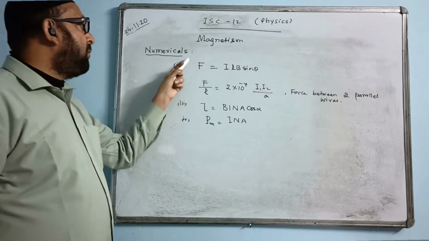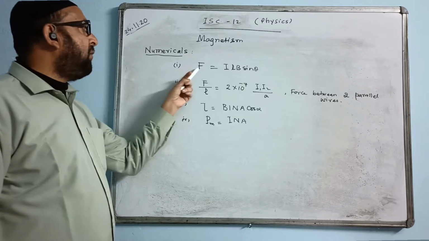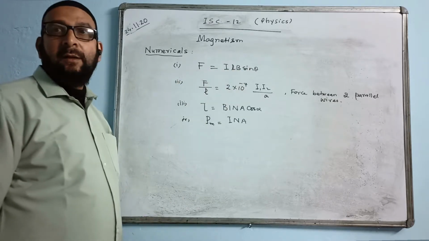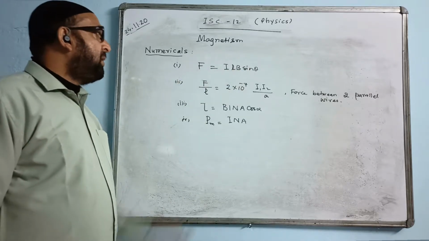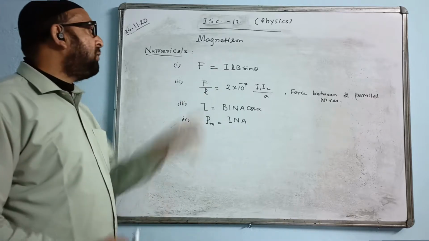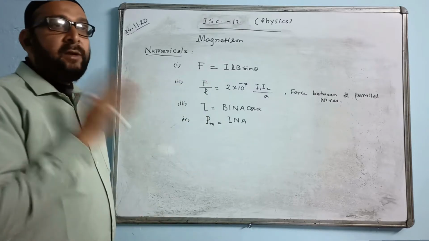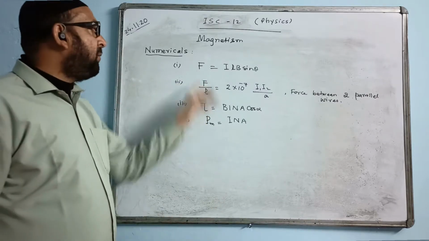Okay, please note down this formula for the sake of numericals. The first formula is F is equal to ILB sin theta. This formula will be used when current and length is given, and the direction of this force is given by Fleming's left hand rule. If a charge or electron is moving in a magnetic field, then the formula will change.